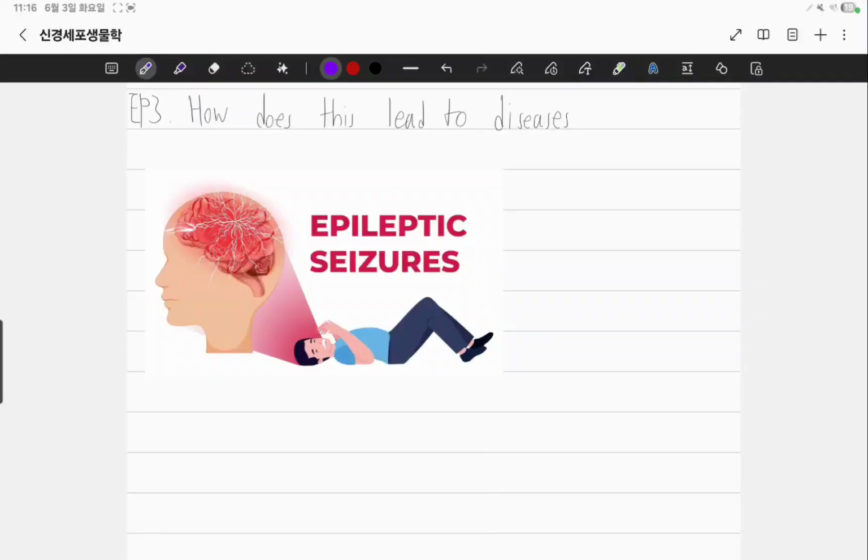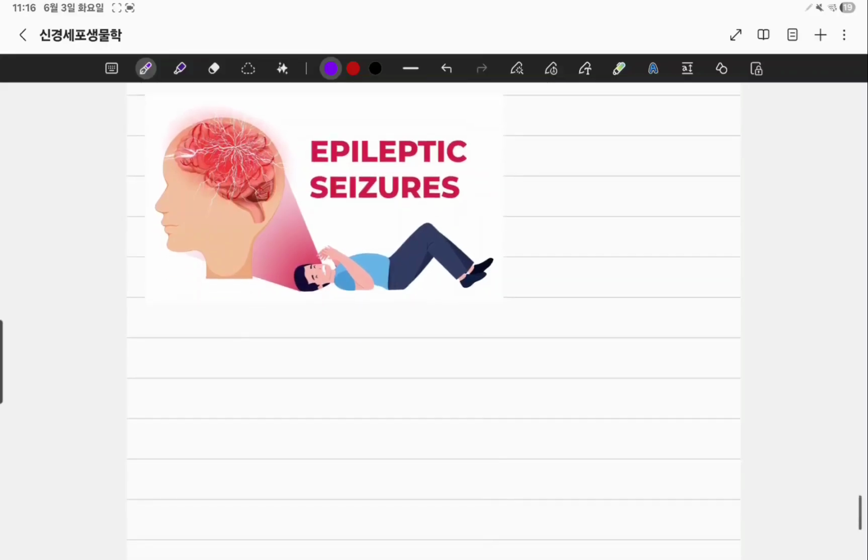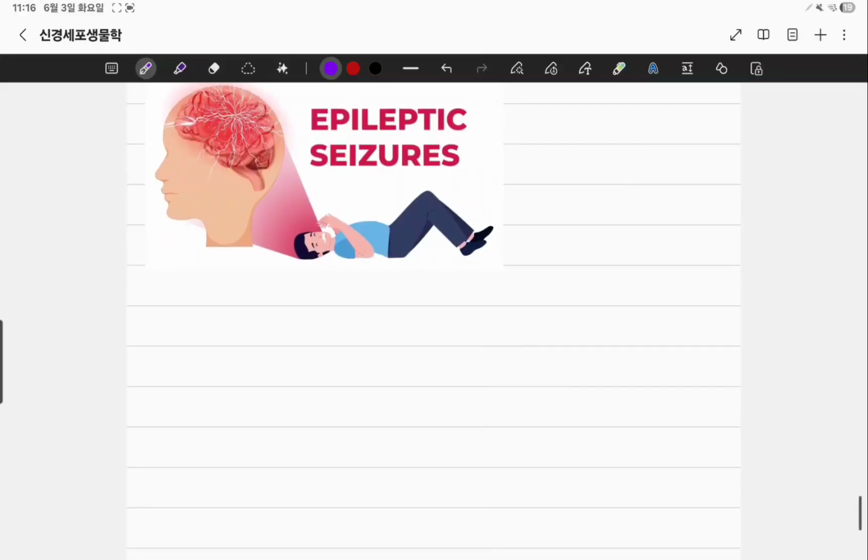Now, this is a picture of a person lying down on the floor with seizures. When seizures happen repeatedly in our body, we call it epilepsy. Now, every problem starts with abnormal firing of the neurons. In the case of epilepsy, too much glutamate or too much activation of the receptors of glutamate is the problem.